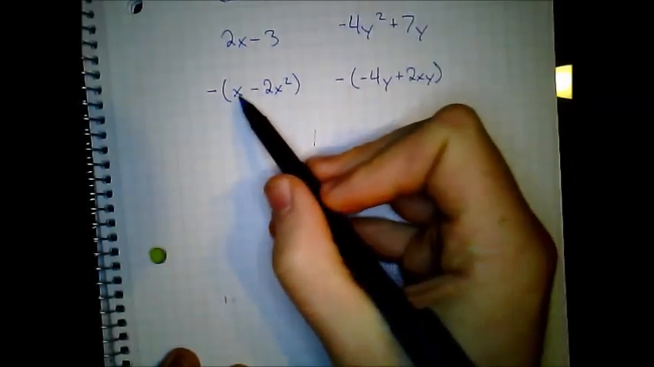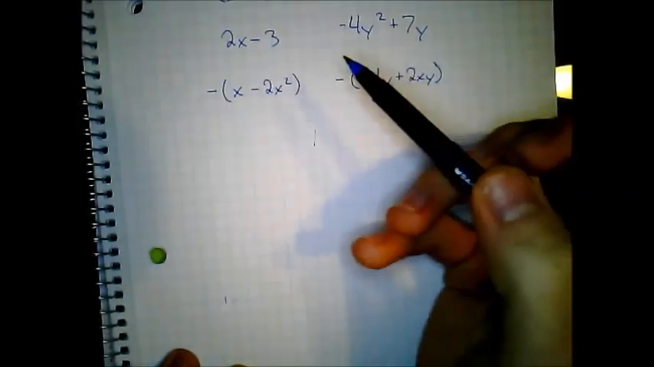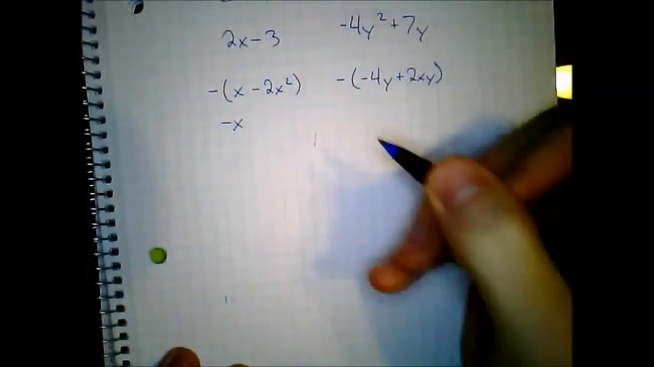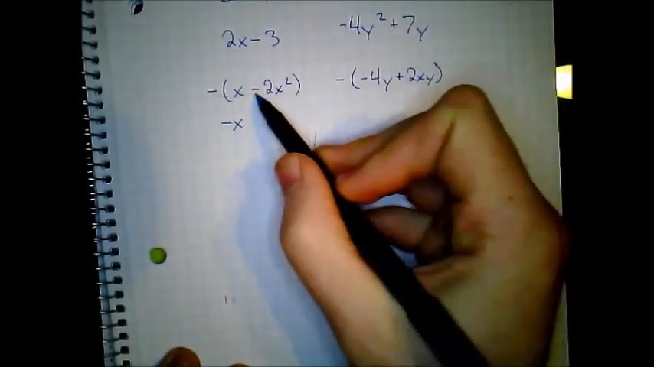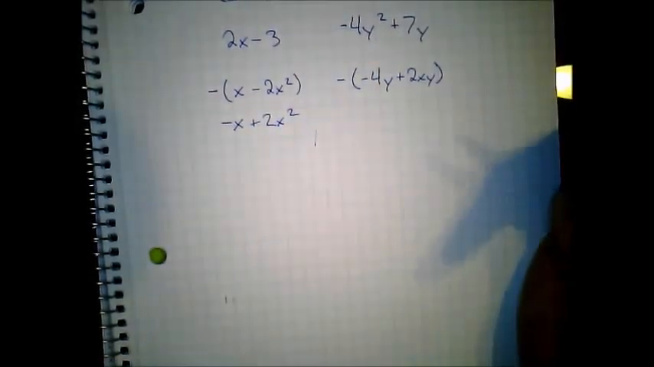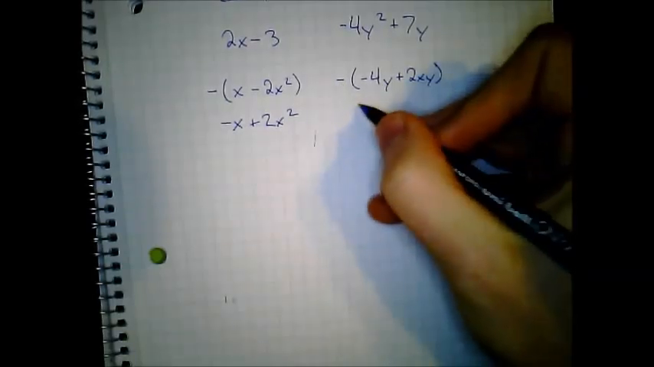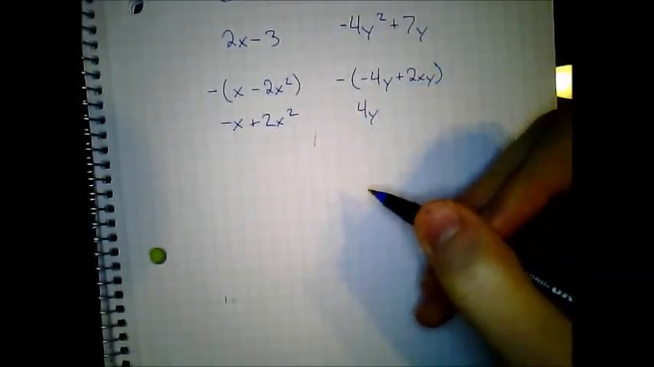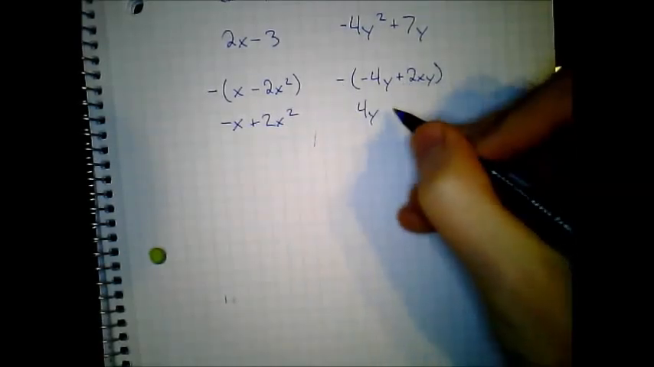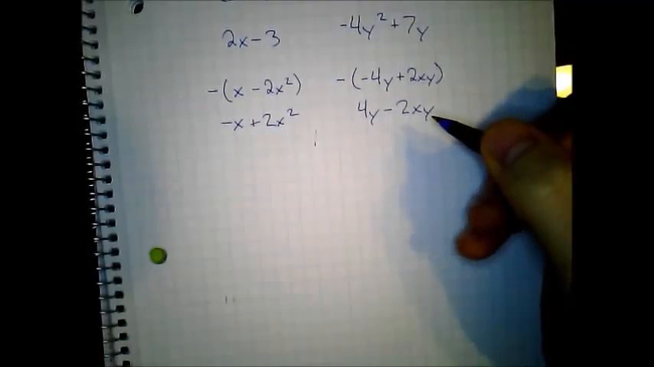So here we have x minus 2x squared. That's our group, that's our quantity that we're taking the opposite of. So the opposite of x is negative x. The opposite of negative 2x squared is positive 2x squared. It is that simple. So on the right one, the opposite of negative 4y is positive 4y. The opposite of positive 2xy is negative 2xy.